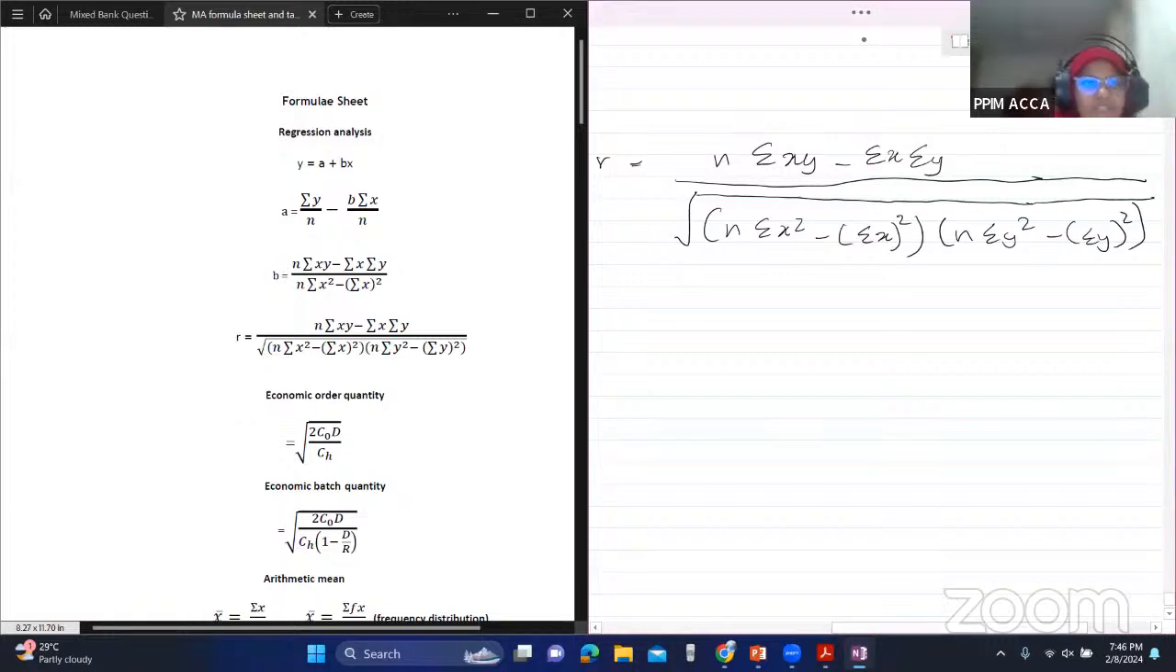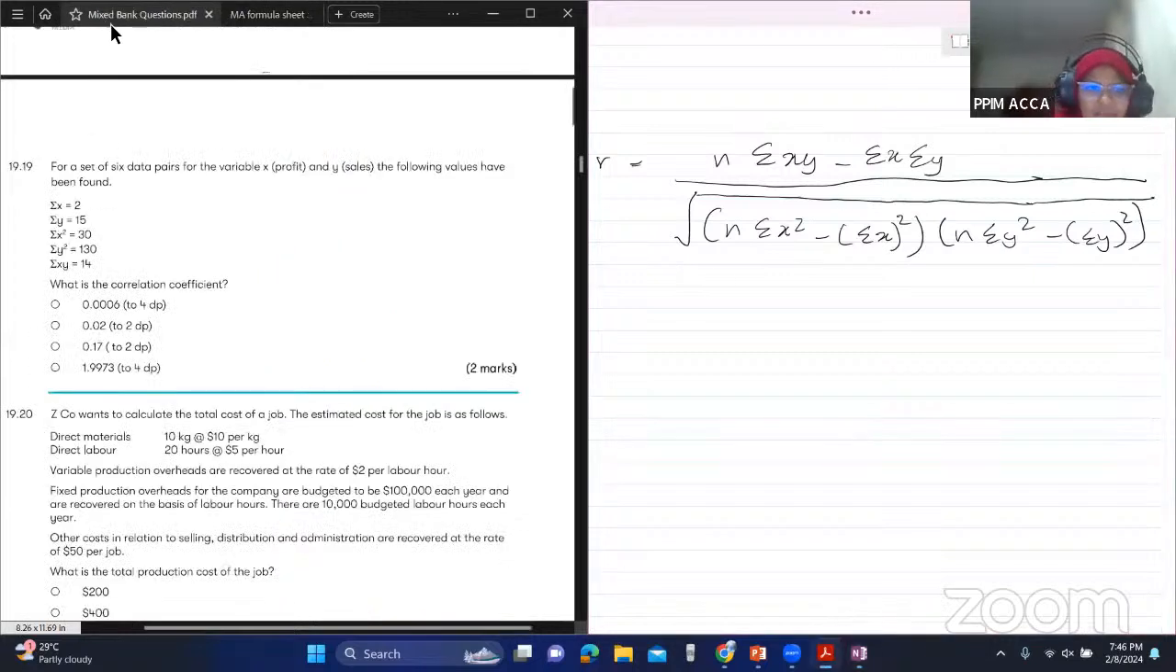Okay, so let's put in the figures. Directly it will be given in the question. You don't have to worry. So let's see. R equals N. So they're saying for a set of 6 data pairs. So 6 means N is 6. Okay, N is always the number of data pairs that you have. So N will be 6 times sigma xy, which is 14, minus sigma x, sigma y. So sigma x is 2 and sigma y is 15.